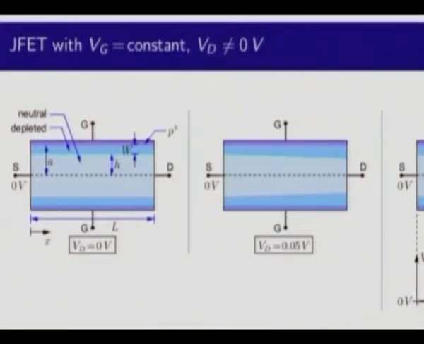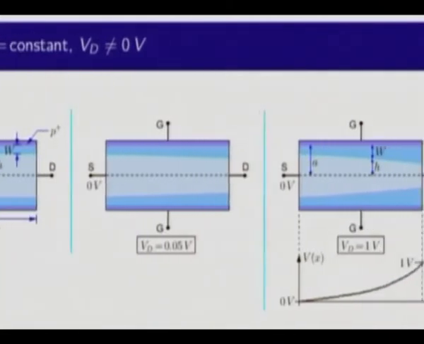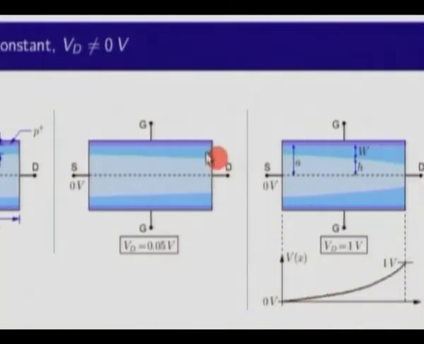If you keep increasing the drain voltage, the depletion region width at the drain will increase, and of course the source width is not going to change, because we are not changing the source voltage. The gate voltage, remember, is a constant, let's say minus 1 volt. So this keeps on increasing, and therefore the channel thickness near the drain will keep on decreasing.